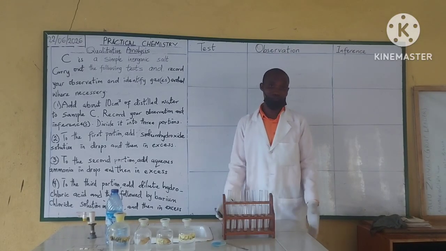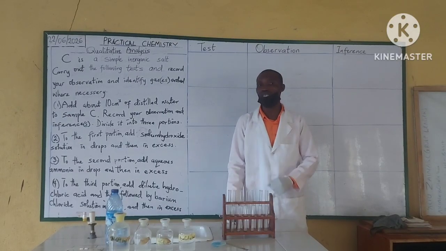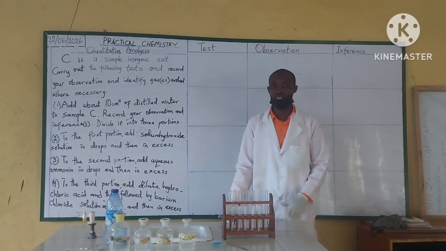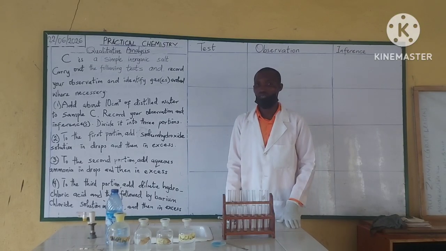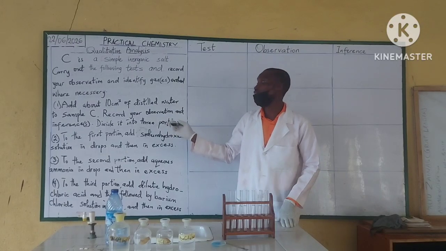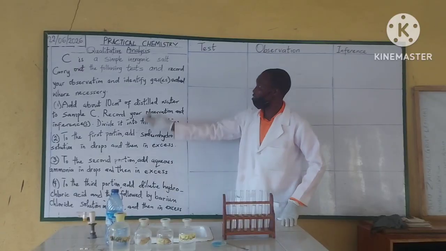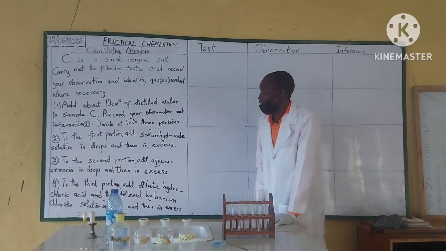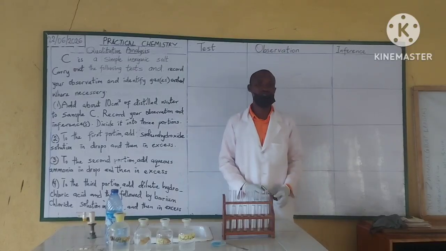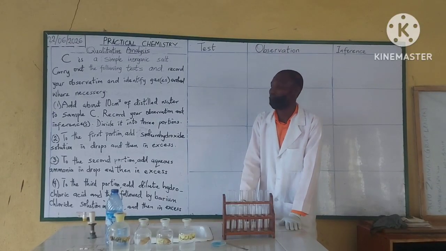Then during the last class we started with quantitative analysis, which is also known as volumetric analysis. That is the titration between acid and base. And here is the second part of the practical. Of course, it is called qualitative analysis. This is also a likely question which you should be expecting from the incoming exam.